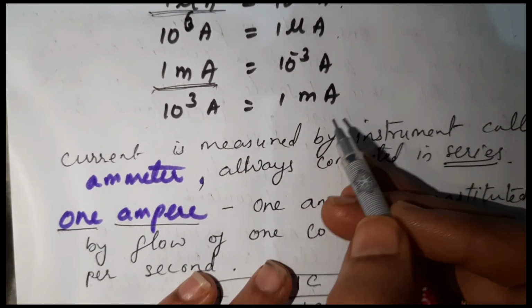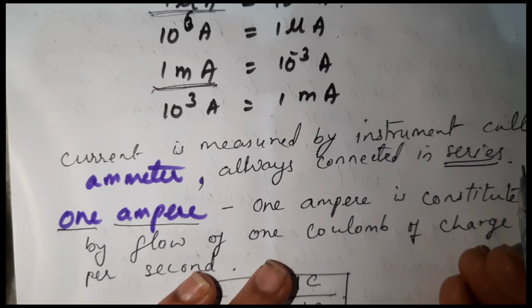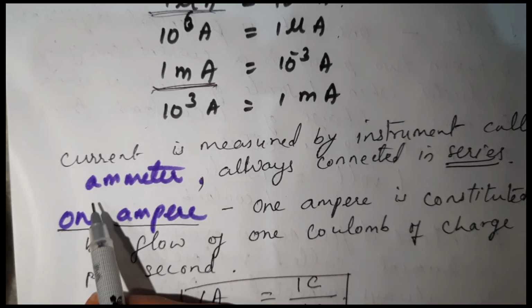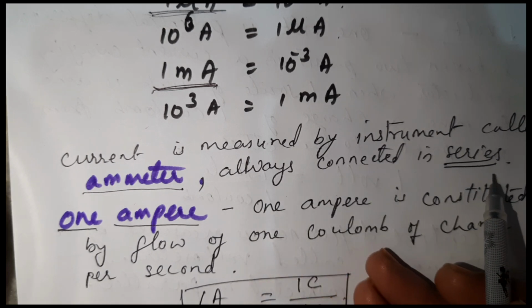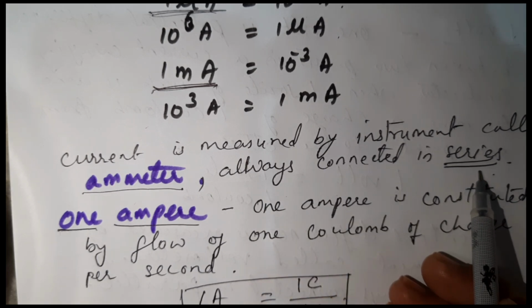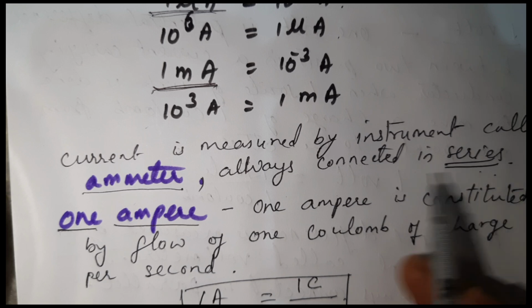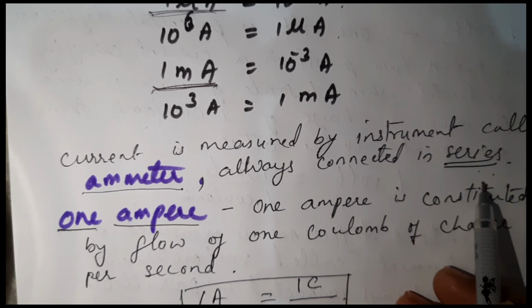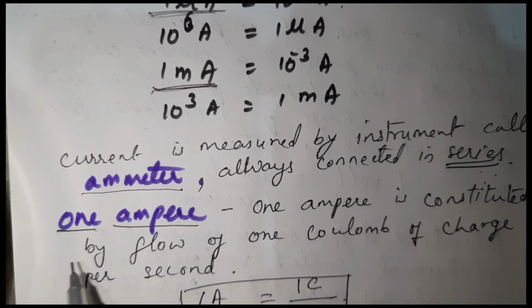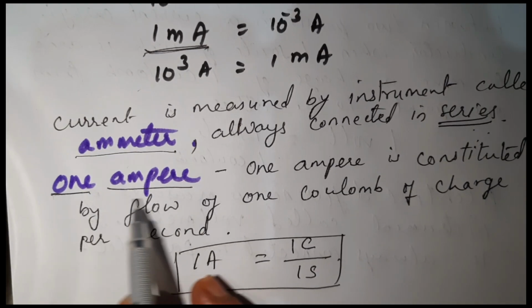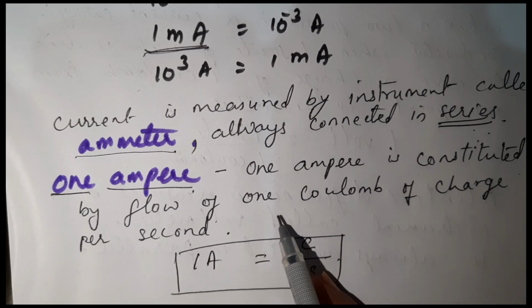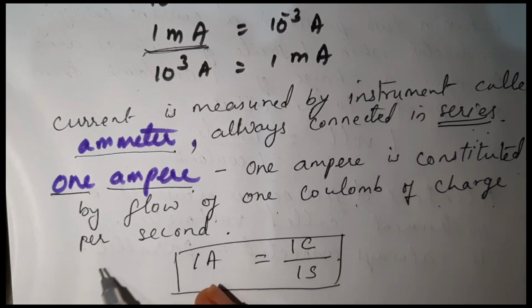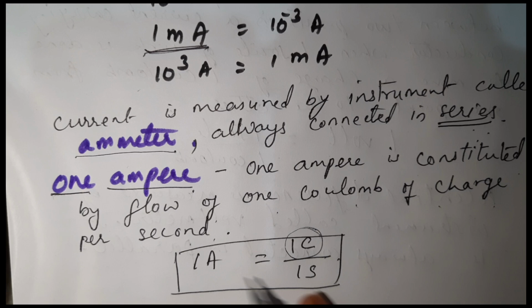And the next important question: current is measured by the instrument called ammeter. The ammeter is the instrument used to measure current, and it is always connected in series. Later I'll explain what series and parallel connections are. Ammeter is always connected in series. This is an important MCQ. Now this is also one important definition. What do you mean by 1 ampere? 1 ampere is constituted by the flow of 1 coulomb of charge per second. When 1 coulomb of charge flows for 1 second, we call it 1 ampere.